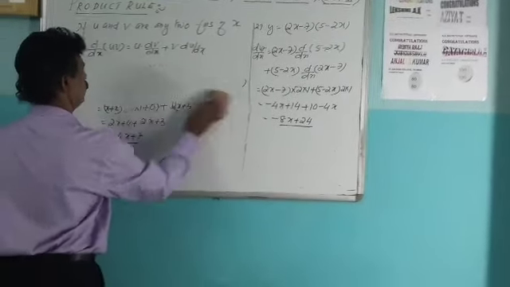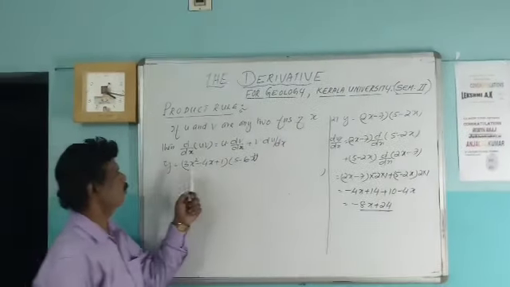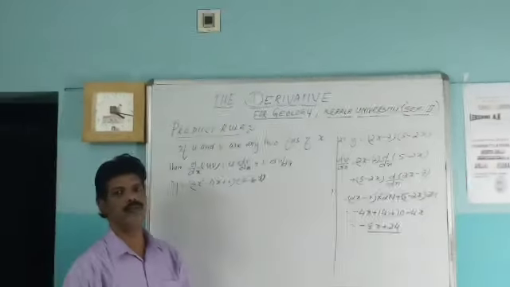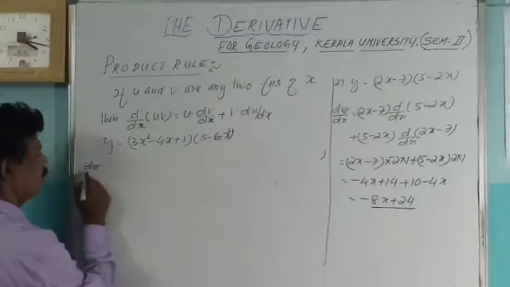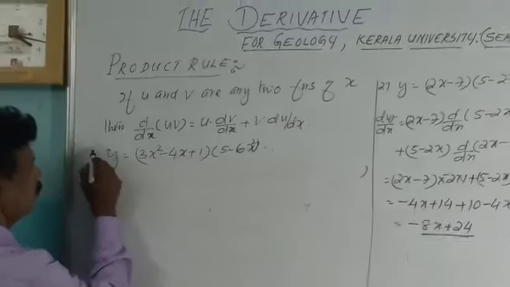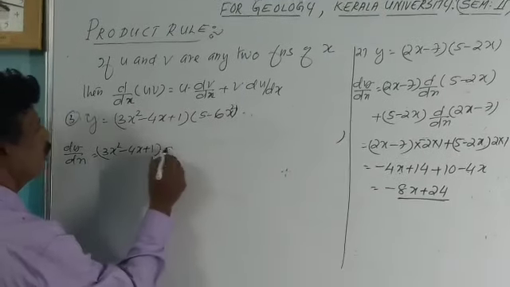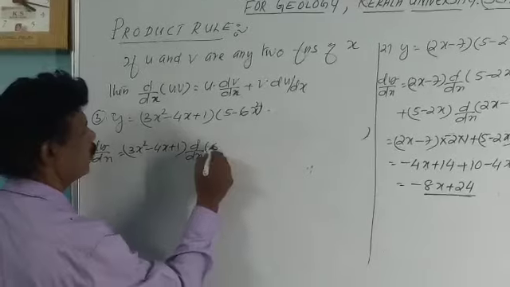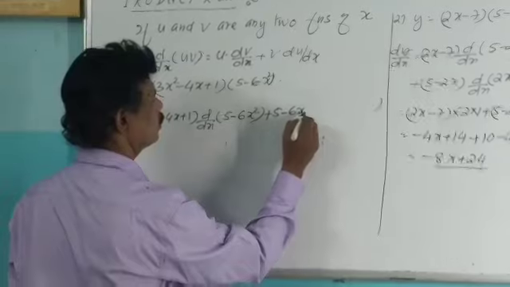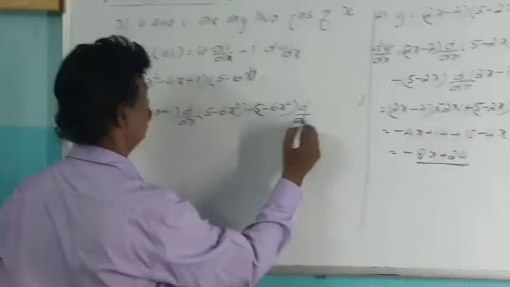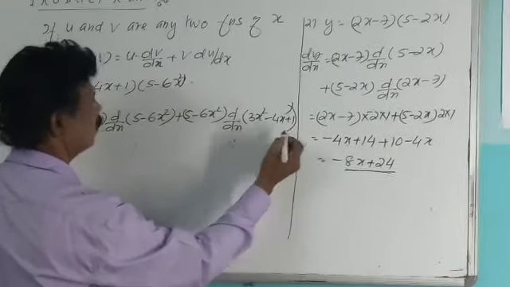Okay, please read the next question. y equal to 3x square minus 4x plus 1 into 5 minus 6x square. Here also we have double product rule. dy by dx equal to first function 3x square minus 4x plus 1 into derivative of second d by dx of 5 minus 6x square, plus second function 5 minus 6x square into derivative of first d by dx of 3x square minus 4x plus 1.